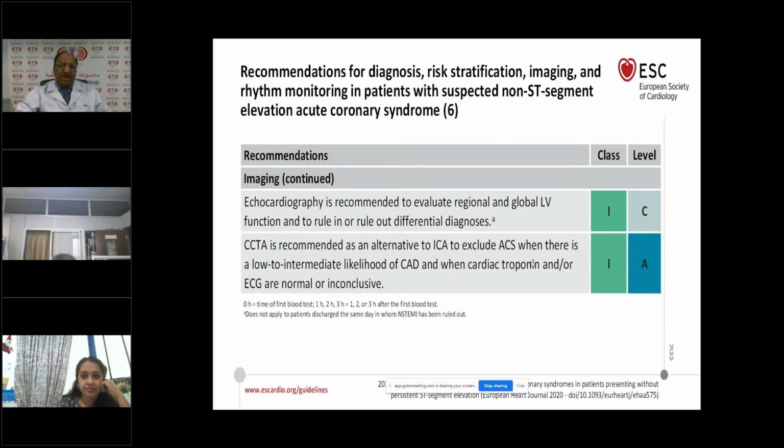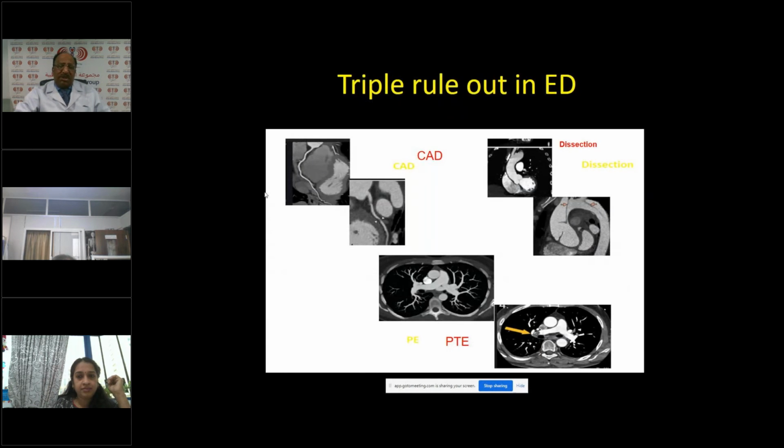Now, in some cases, CCT, that is coronary computed tomography angiography, is useful to rule out ACS. It can actually rule out three conditions. It can rule out or rule in CAD. It can rule out pulmonary embolism or dissection. It's called a triple rule out. Sometimes used in several centers.